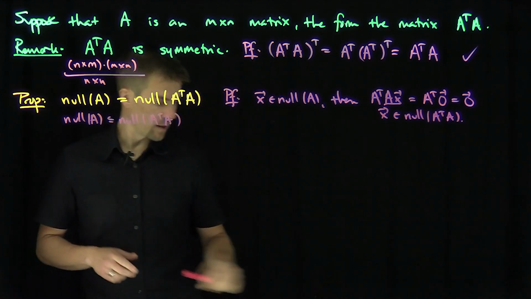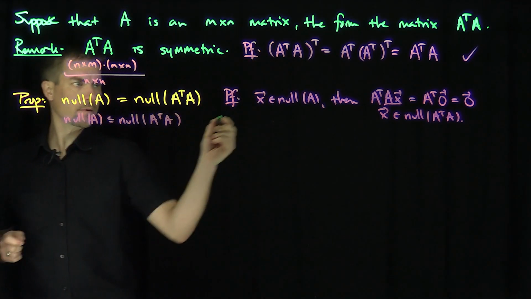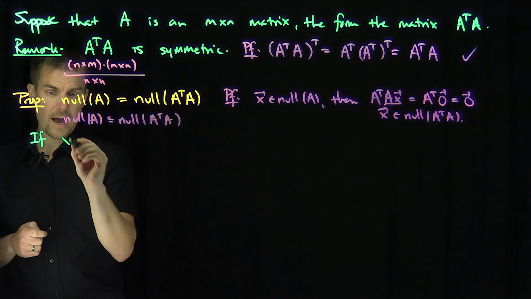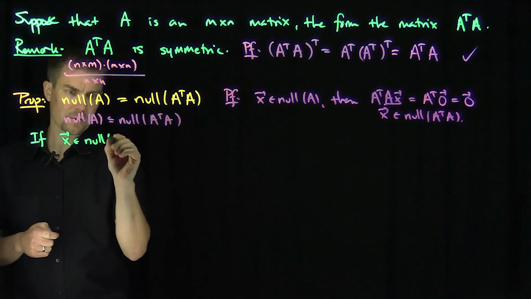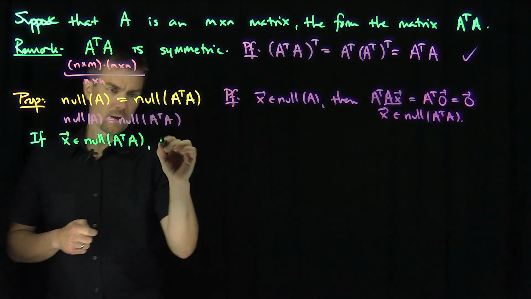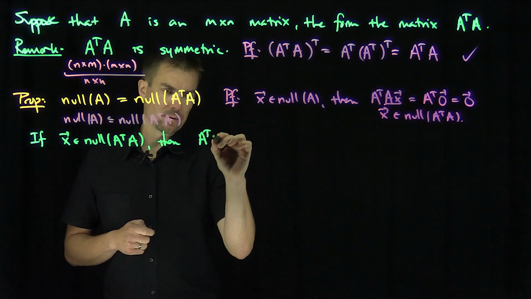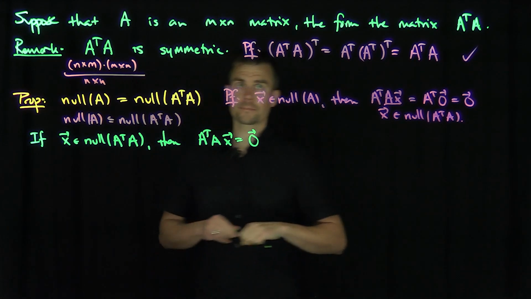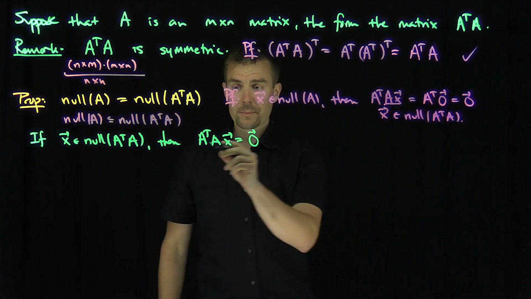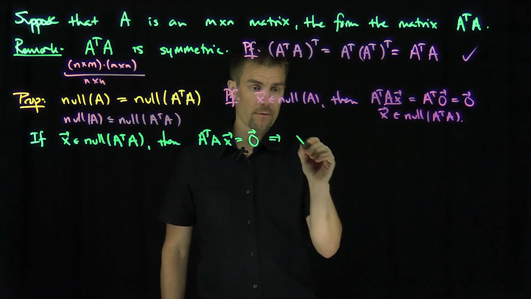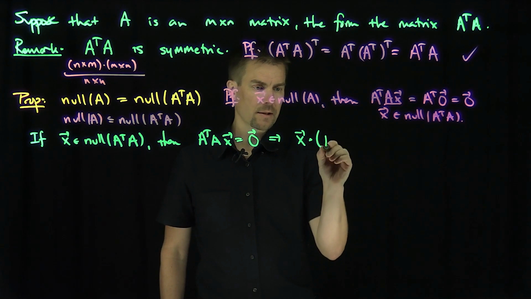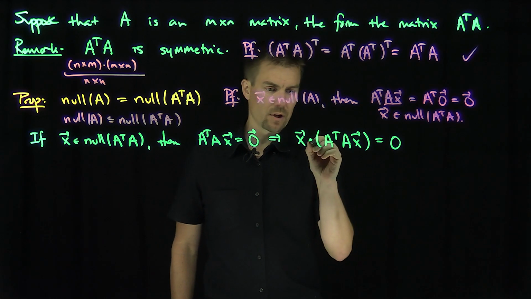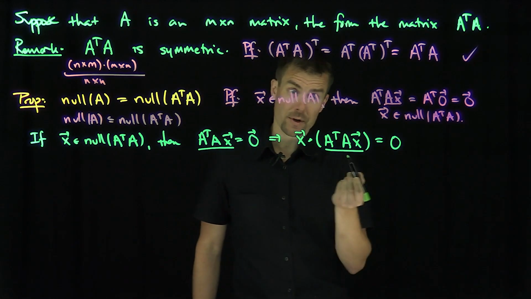The opposite inclusion goes as follows. If X is in the null space of A transpose A, then A transpose A X is the 0 vector, the n-dimensional 0 vector. Great. And now I'm going to take the dot product of this expression with X. So therefore X dot A transpose A X is equal to 0, because this vector itself is 0, so when you dot anything with 0, you get the 0 number.